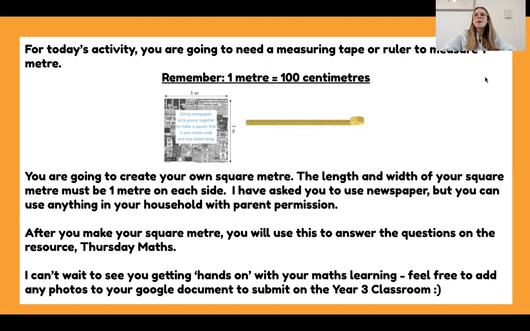So if you don't have newspaper, you might use an old sheet or maybe some magazines together or some scrap paper. You might have some recycling cardboard boxes. Be creative. But make sure you have that 1 meter along the length and 1 meter as the width to make your square meter. Now, after you make your square meter, you will use this to answer the questions on the resource, okay? So on the school website, it would be under Thursday's maths activity. So you can use that to complete the questions.